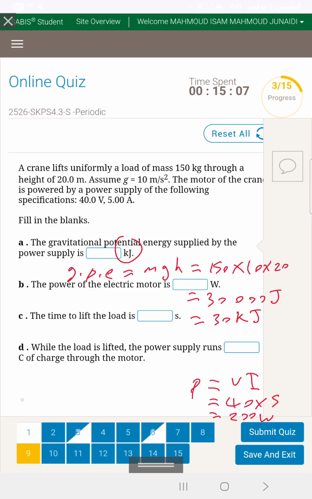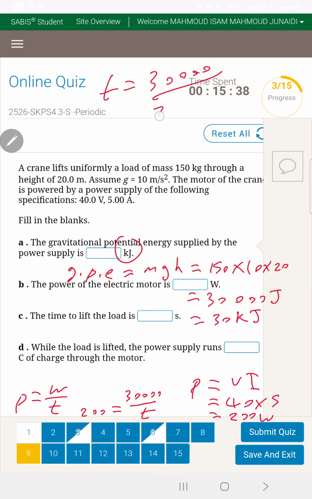Now also we have got another formula, which is power is equal to work over time. The power, as we said, is 200. So we write 200 is equal to, the work is 30,000, that's the energy, divided by time, we don't know the time. So here you can divide 30,000 by 200 to get the time. So let's solve it up here. Time will be 30,000 divided by 200. Cancel the zeros. 300 divided by 2 is 150 seconds. So here you have to write 150 seconds.